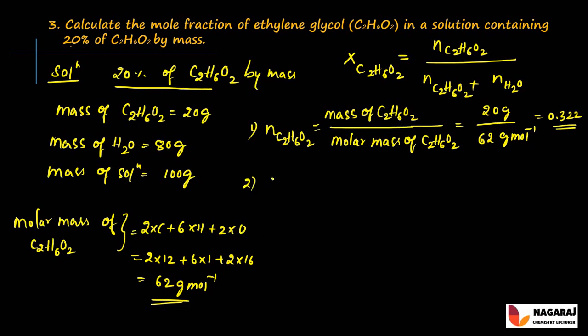Next, let us calculate number of moles of water. So mass of water is 80 grams divided by molar mass of water, 18 grams per mole, and then on simplification finally it gives 4.444 moles.